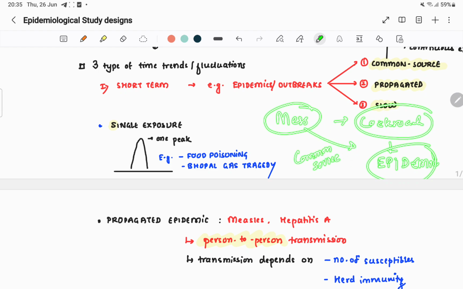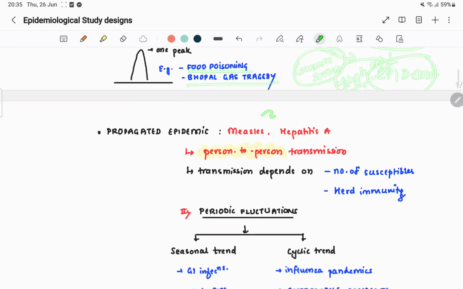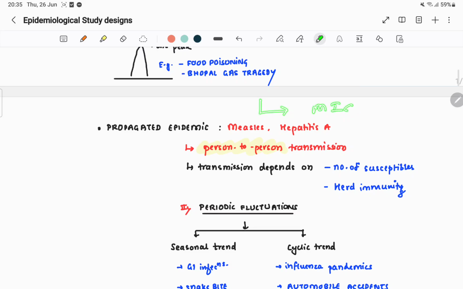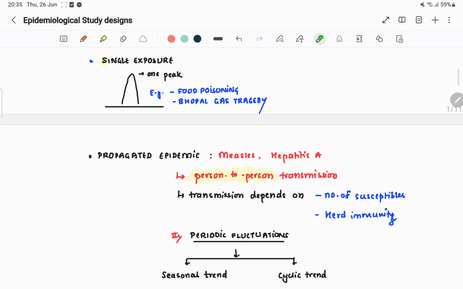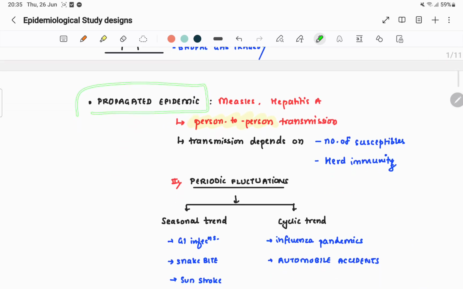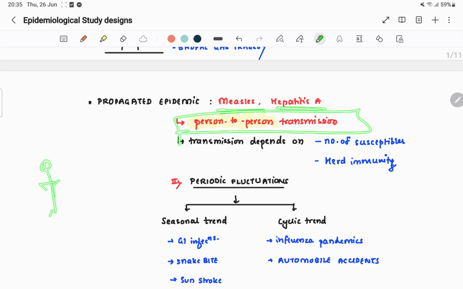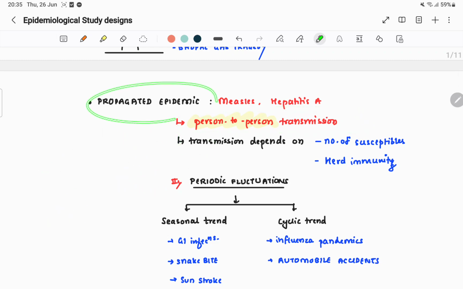Is it one incident or many incidents? It is one incident. So, single exposure. People are taking food for one time, single exposure. So, food poisoning, Bhopal gas tragedy in which methyl isocyanate was used, right? These are examples of single exposure point source epidemic. Propagated epidemics, let's say measles, hepatitis A, person to person transmission is there. One person infects another person infects yet another. This is a propagated epidemic.